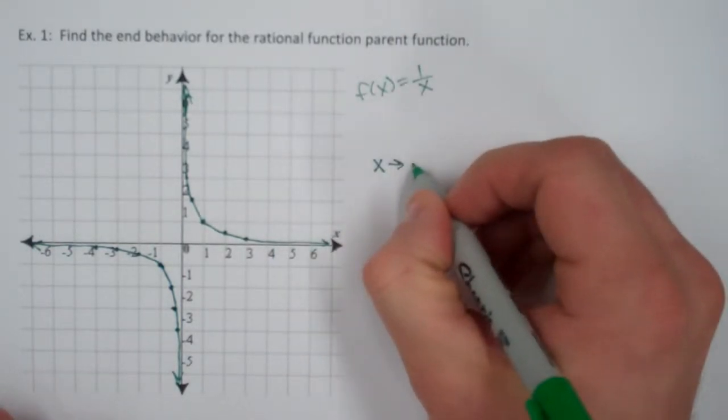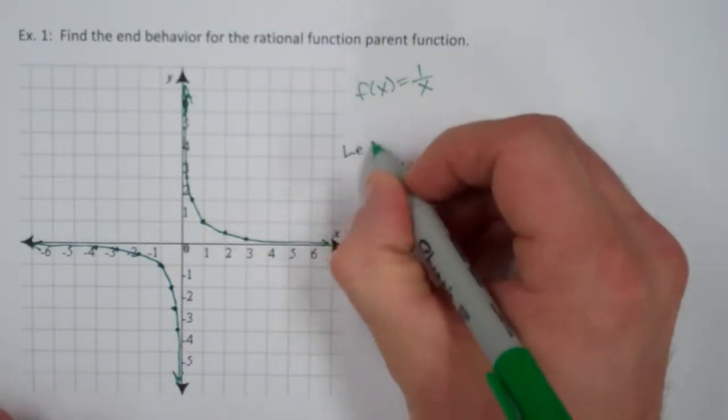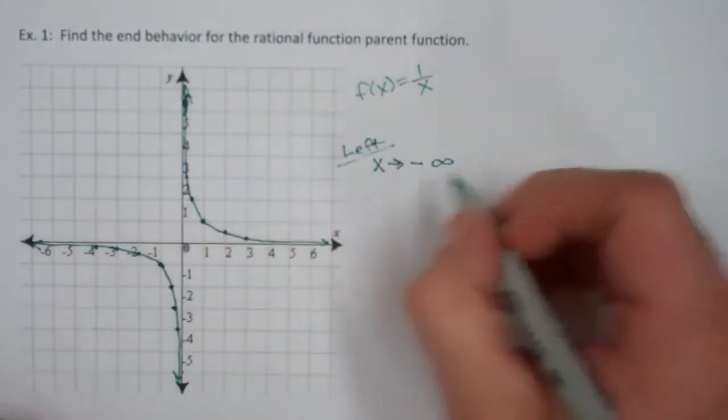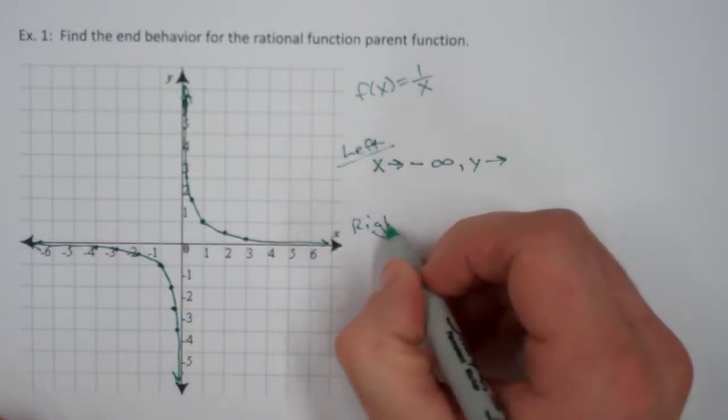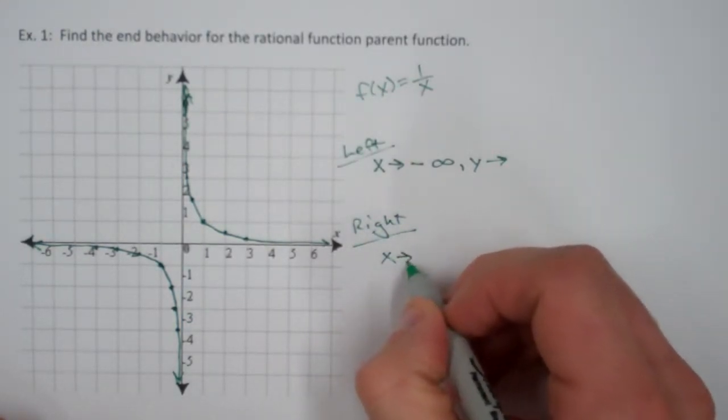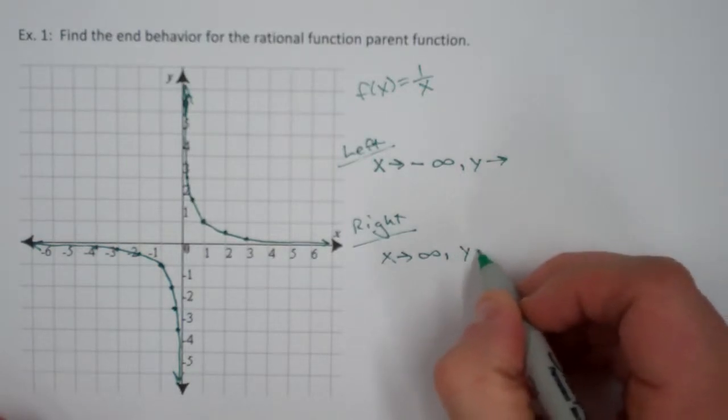I like to write my end behavior here first, and this is going to be the left side. As x approaches negative infinity, we're wondering what does y do? And on the right-hand side, as x approaches infinity, we're wondering where does y go?